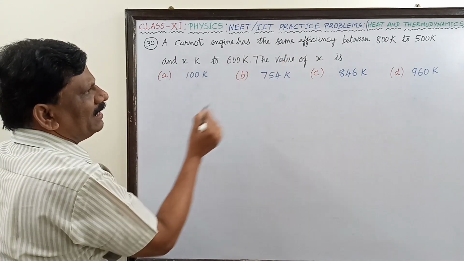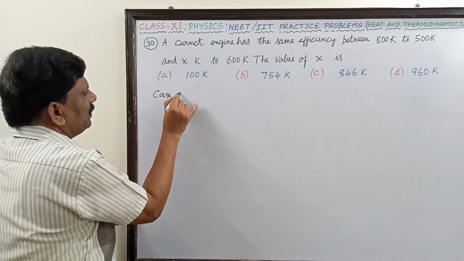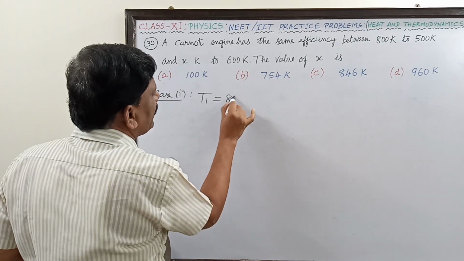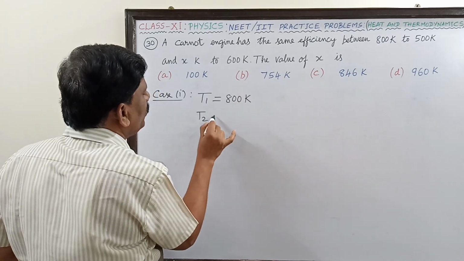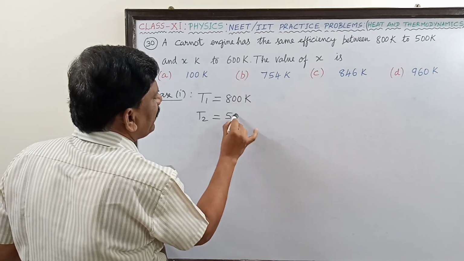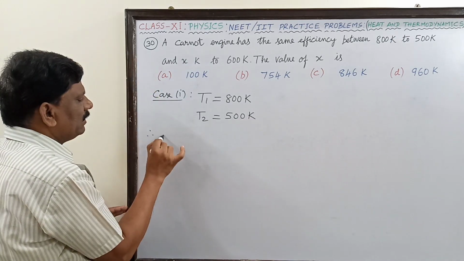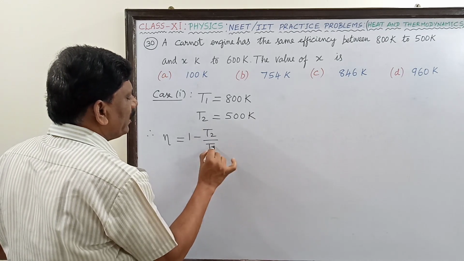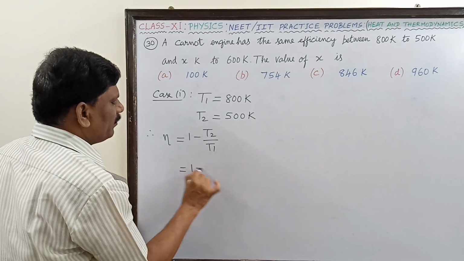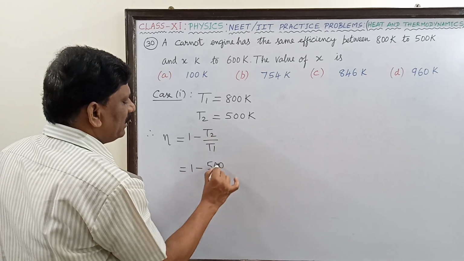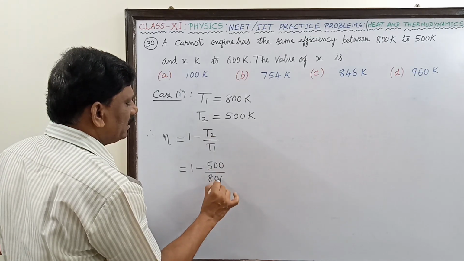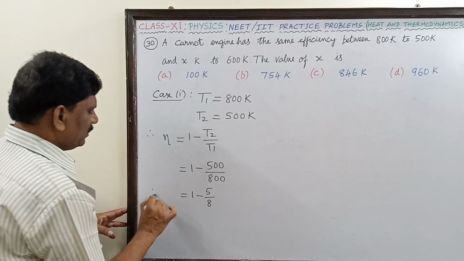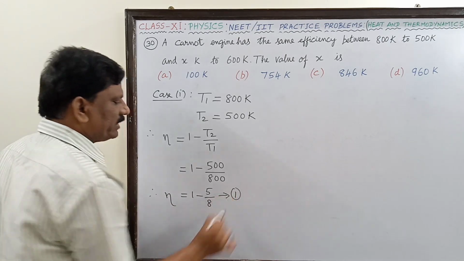Now first, case 1. In case 1, I will take T1 is equal to 800 K and T2 is equal to 500 K. Therefore eta is equal to 1 minus T2 by T1. So this is equal to 1 minus 500 divided by 800. So this is equal to 1 minus 5 by 8. So this is the first equation.